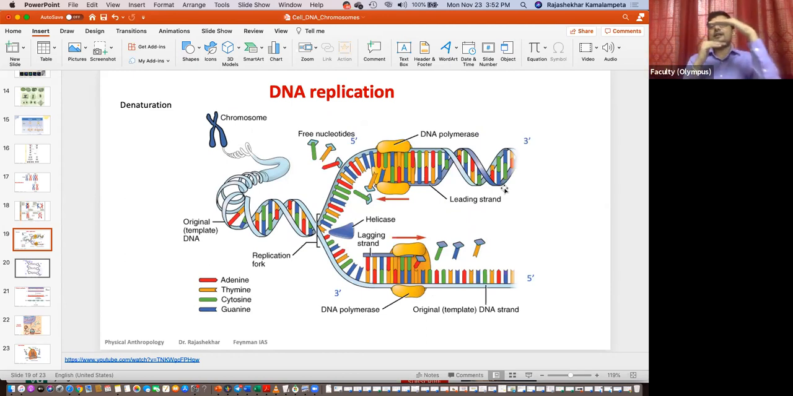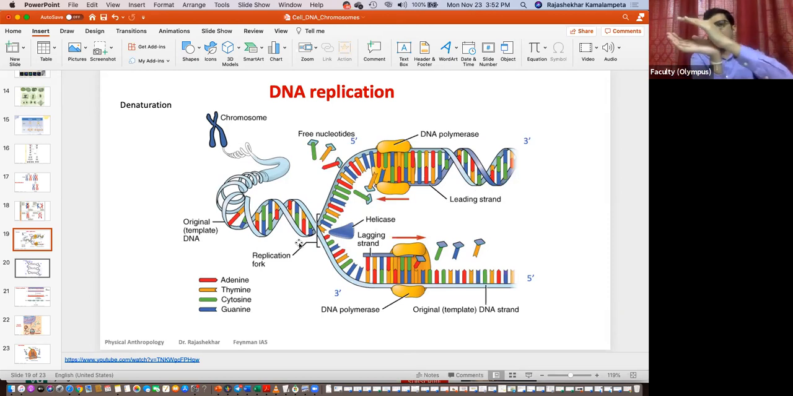Imagine if the strand is running in opposite sides. This template here is 3' to 5'. This template here is 5' to 3'. And imagine that you are extending the DNA strand with the help of DNA polymerase. Okay, you opened it and you also notice that DNA has not completely opened. You didn't separate the whole DNA into two parts.